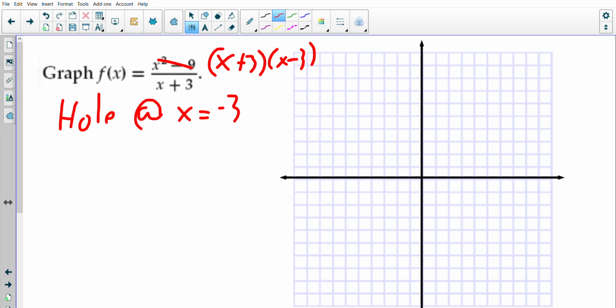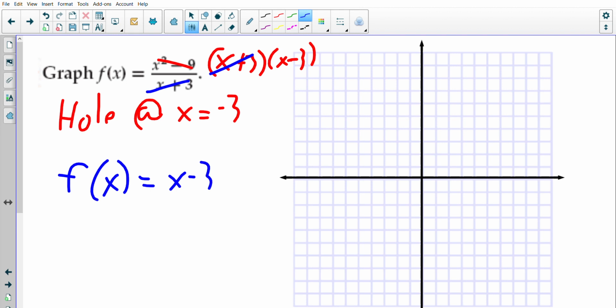So then what happens is the x plus 3's will actually cancel out. There's going to be no vertical or horizontal asymptote because the numerator degree is bigger. So no vertical, no horizontal asymptote. And so now I'm just left with f of x is equal to x minus 3. Well, that is just a simple line.